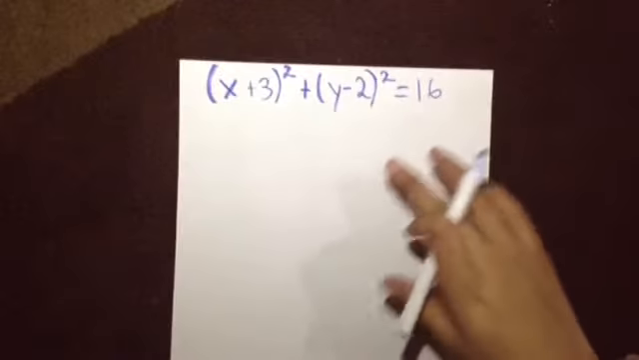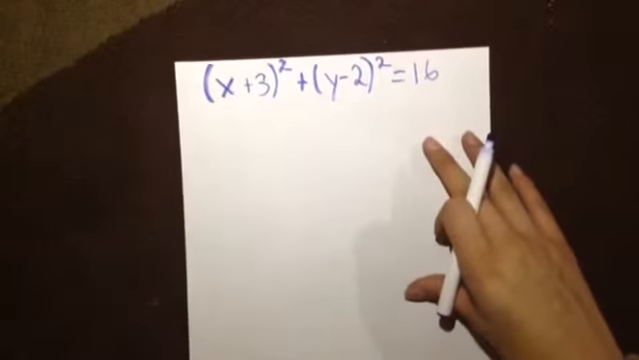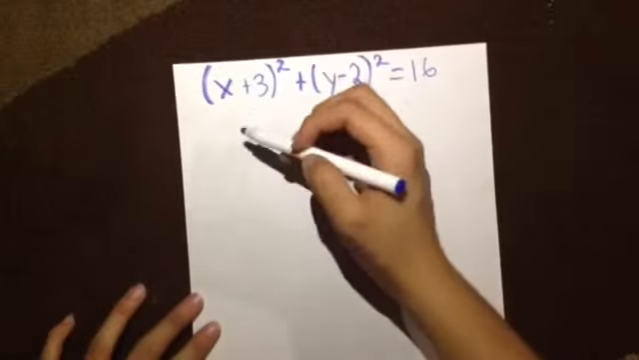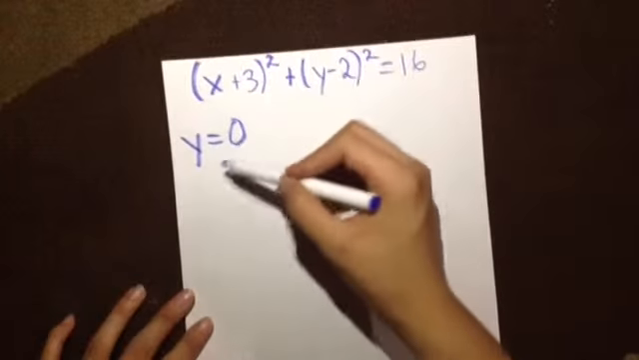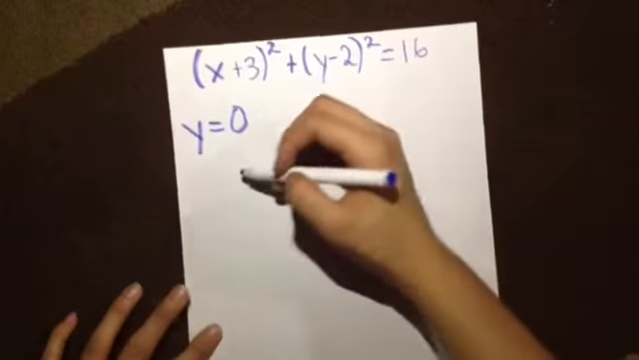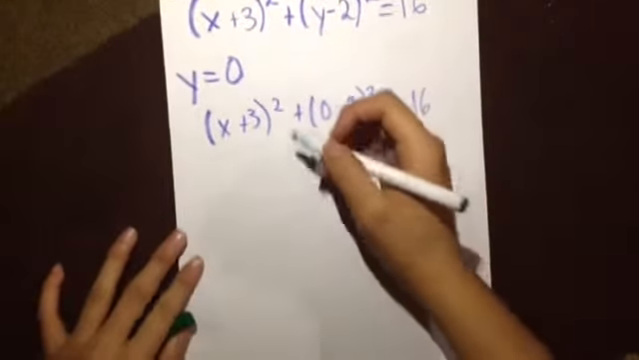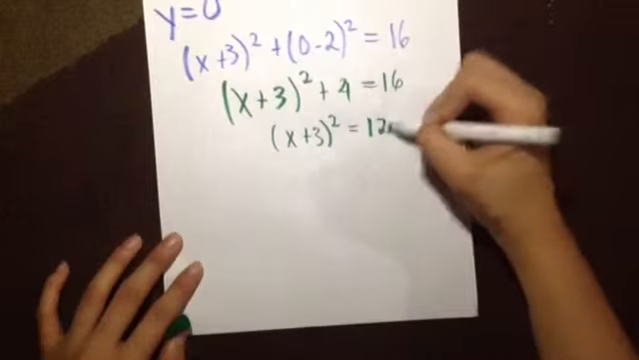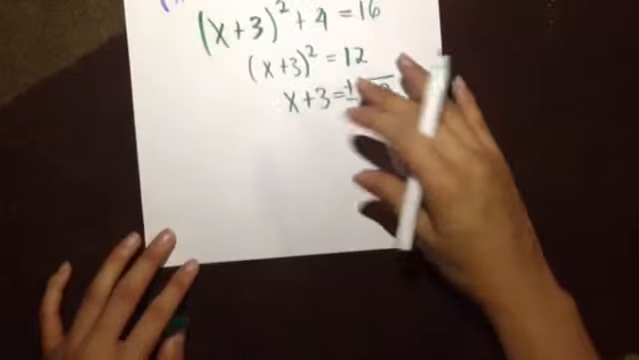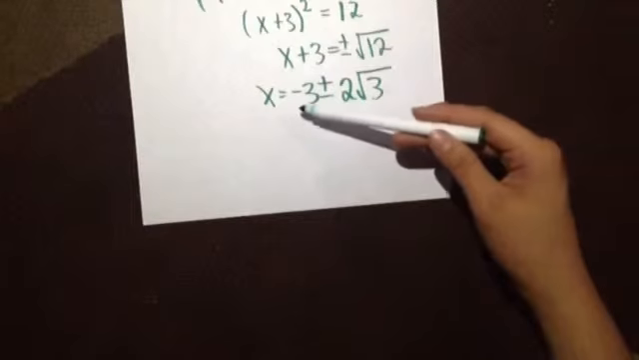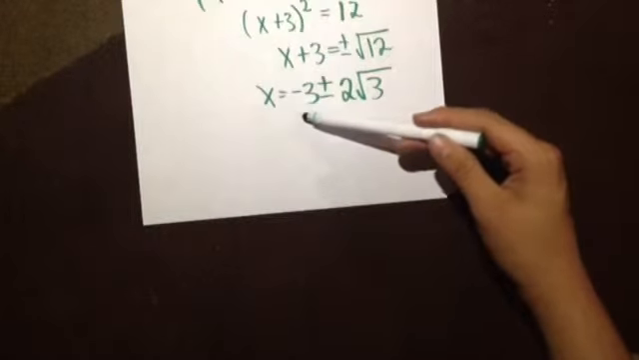To find the intercepts of a circle, you have to get your equation and let y be equal to 0. So you replace y with 0. So we simplify that. And this is going to be our y-intercept, which can be simplified further.